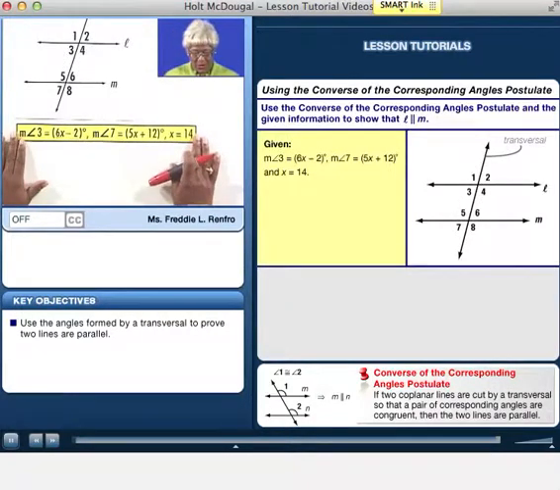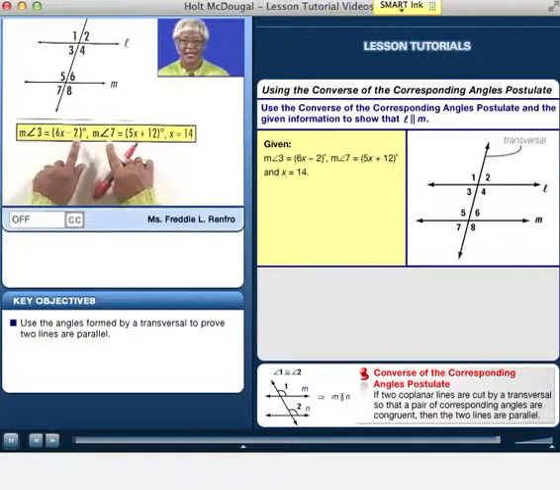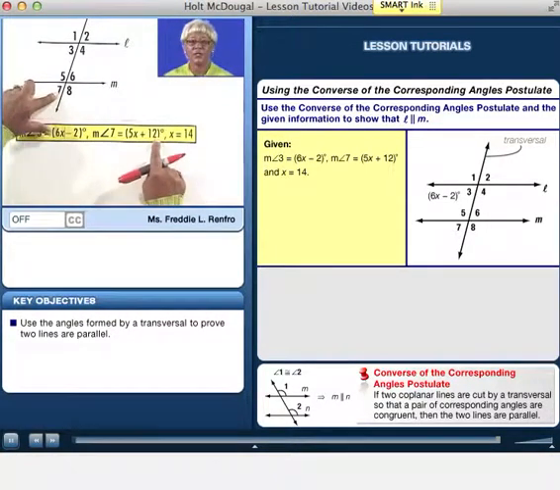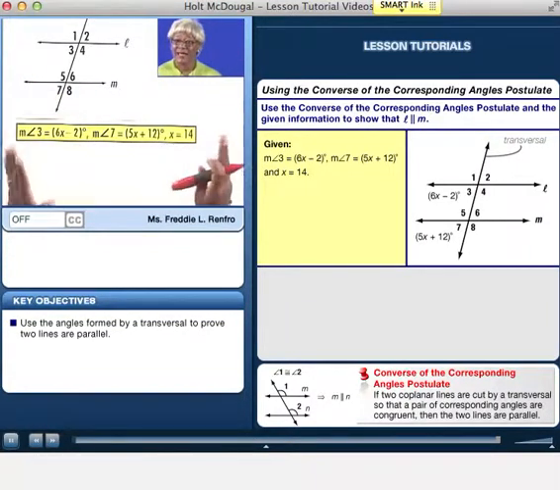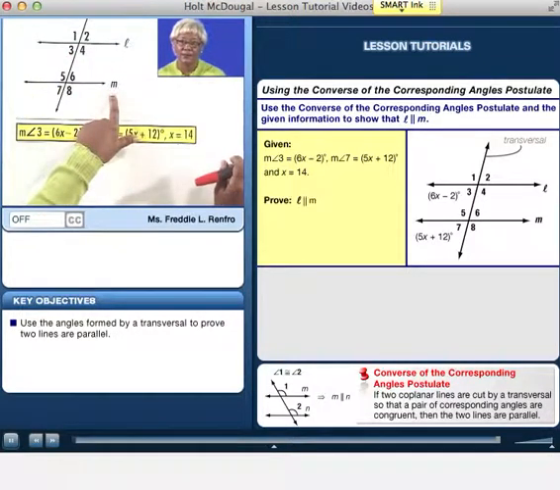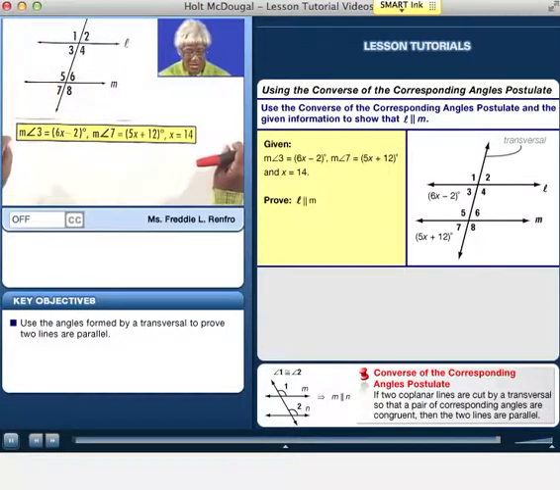We know in this figure that the measure of angle 3 is equal to 6x minus 2 degrees. The measure of angle 7 is equal to 5x plus 12 degrees. And we also are given that x equals 14. Now, what are we trying to prove? Once again, we're trying to prove that line L is parallel to line M. You notice anything true about 3 and 7? I think you do. 3 and 7 are corresponding angles.